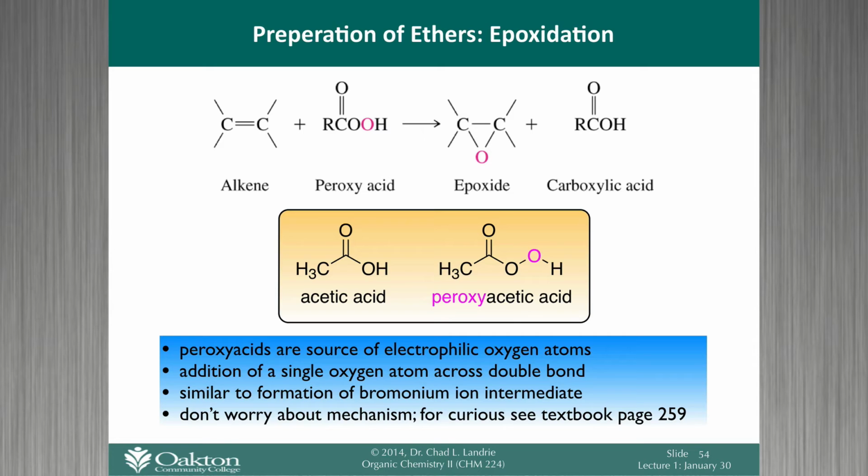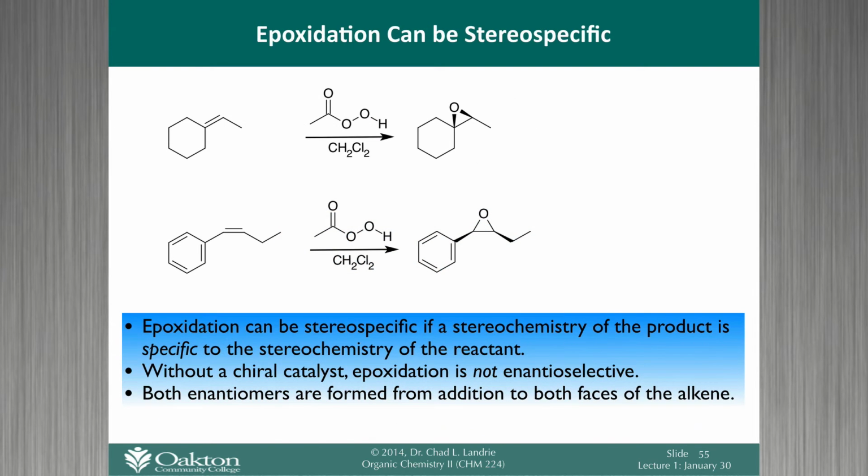Peroxy acids look similar to carboxylic acids. The only difference is they have one additional oxygen atom. Okay, per means one additional. Alright, we won't learn the mechanism for this reaction, but the pattern is fairly straightforward. Right? It's that extra oxygen in the peroxy acid that adds across the double bond to give me the epoxide.